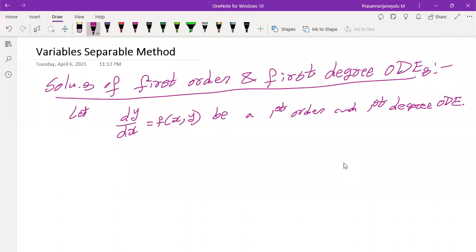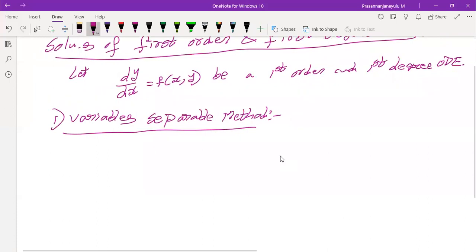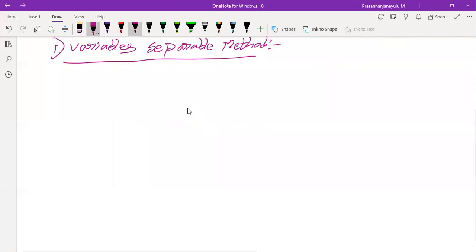Now, for finding the solutions, we require many methods. In that, the first method is the variables separable method. What is this variable separable method? The method's name itself is the clue: we have to separate the variables. So now I'm taking our differential equation as usual: let dy by dx equals f of x comma y.